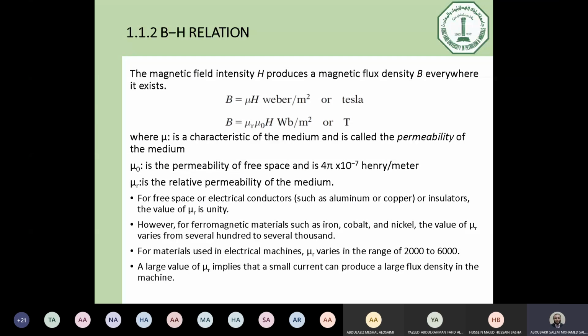What is the meaning of having a high value of permeability? This is described here. A large value of permeability implies that small currents can produce a large flux density in the machine. So this is very important. If your material has a high value of relative permeability, this means that you can have high flux due to small currents.